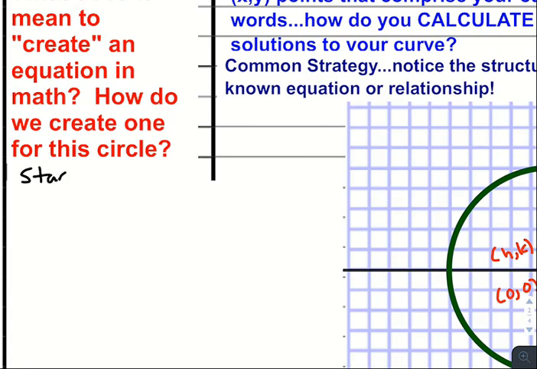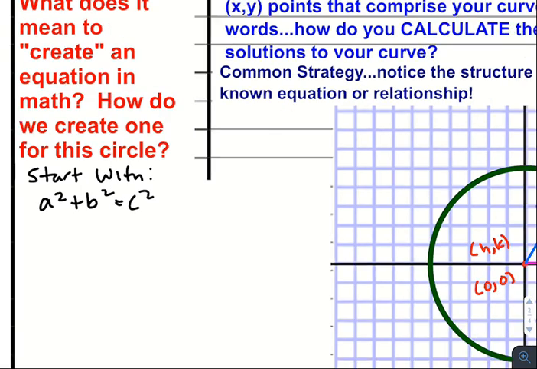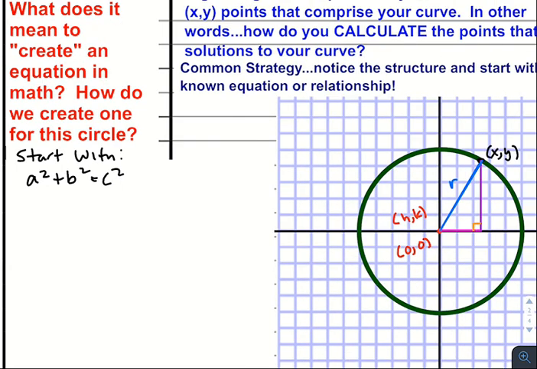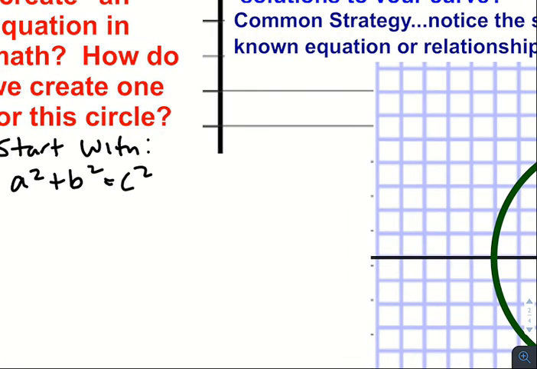Okay, so we're going to start with a squared plus b squared equals c squared. Now we do need values to put in this equation, and ultimately what we're going to do is convert this so it can use the radius and the x and y values in the center. So our goal is to start with a squared plus b squared equals c squared, and then convert it to use h, k, r, and then also x comma y.